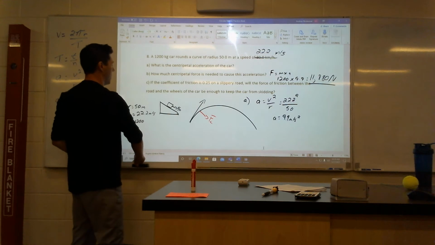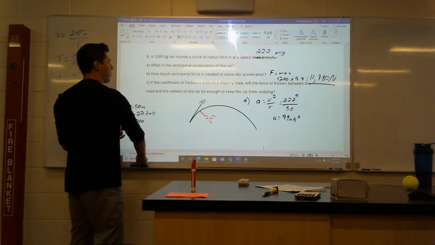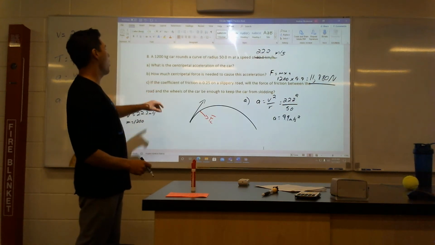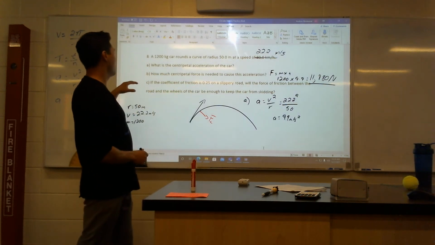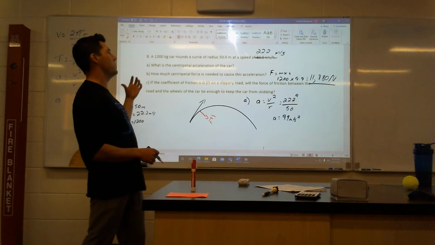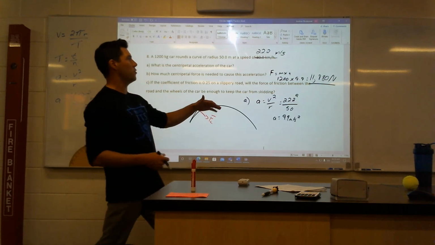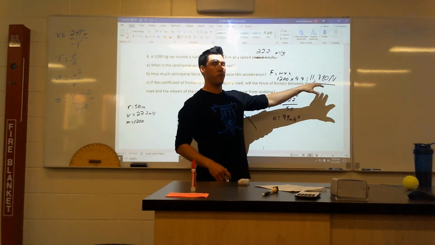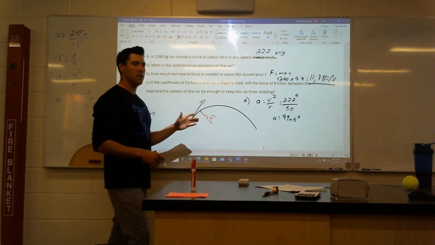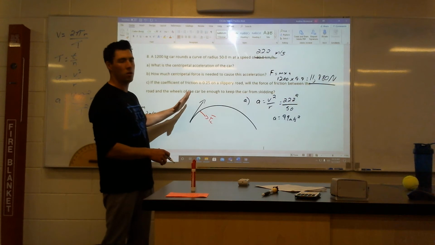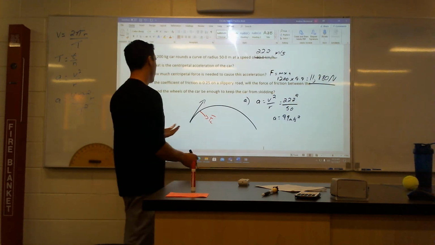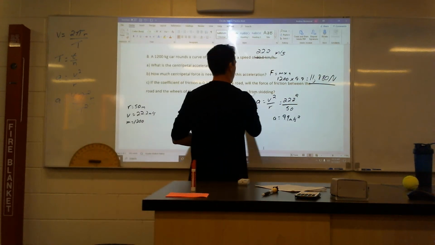In this instance, we have no angle, but we do have friction. It says C, if the coefficient of friction is 0.25 on a slippery road, will the force of friction between the road and the wheels of the car be enough to keep it from skidding? So basically, friction has to provide 11,880 newtons of force to make sure this stays in perfect circular motion. Otherwise, it's going to slide outwards into a more linear pattern. All right, so let's figure out what our force of friction is.